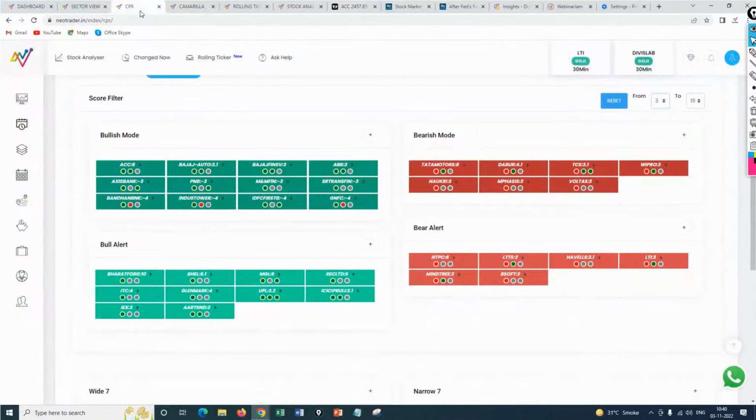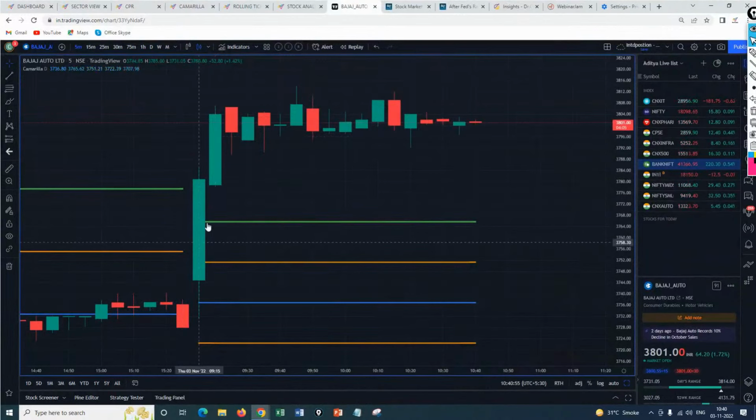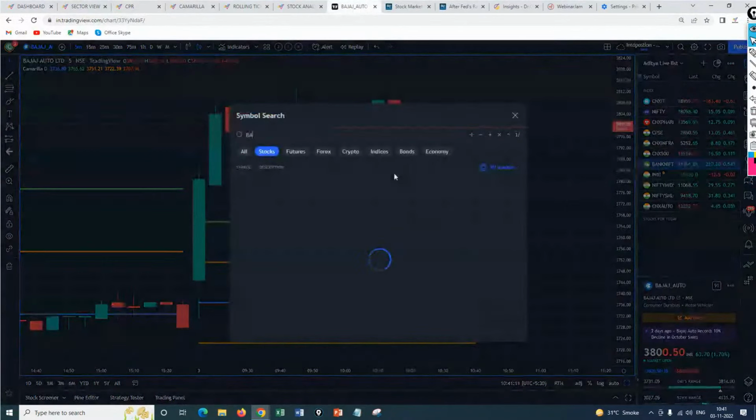Next is Bajaj Auto. So let us look at Bajaj Auto. We find that Bajaj Auto has given us a breakout and it is consolidating above. So if anyone has already entered the trade of Bajaj Auto, you can continue holding on to it. What is the next one? The next stock, Bajaj Finserv. Let us look at Bajaj Finserv.